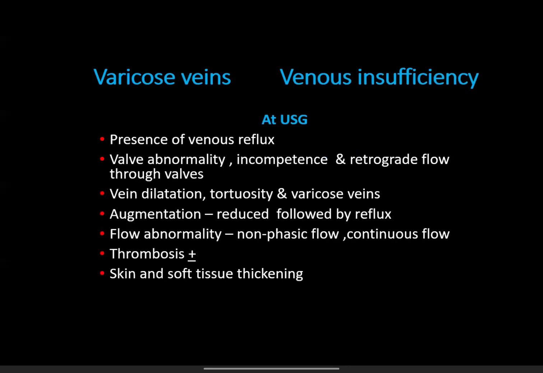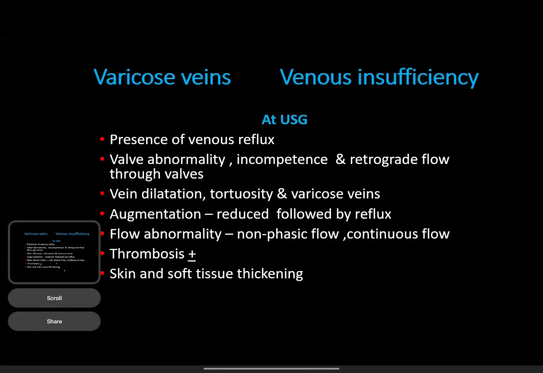Now, at ultrasound, what can we see in varicose veins and venous insufficiency? We can see presence of venous reflux on Valsalva in the affected vein. We can see valve abnormality in form of incompetence and development of retrograde flow through the valves in real time. Dilatation of the veins, tortuosity, and development of varicose veins in the superficial venous system.